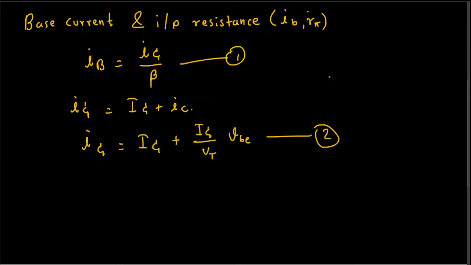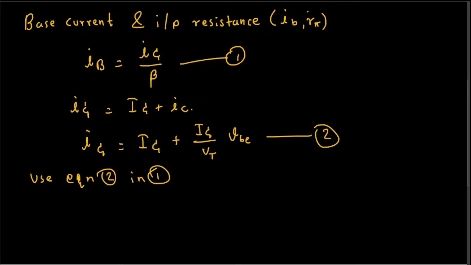And if I substitute 2 into 1, use equation number 2 in 1. In 2 we have this, and in 1 we have this. IC is the total current, and we have the expression for it right here. So if I substitute over here, then this one becomes this whole term divided by beta.